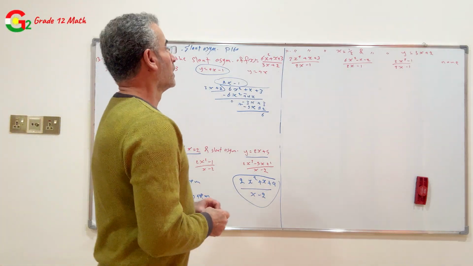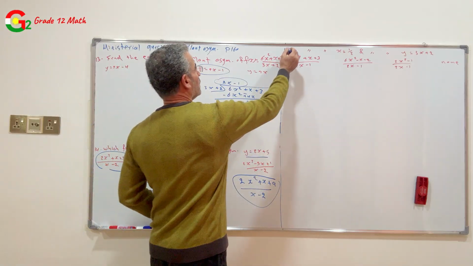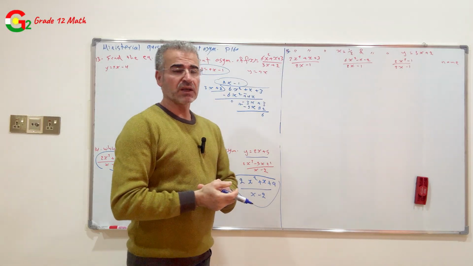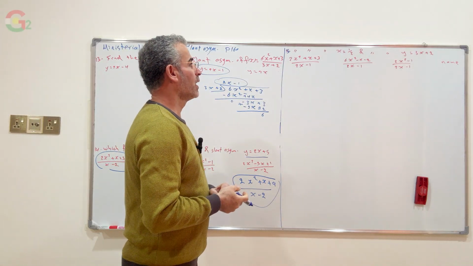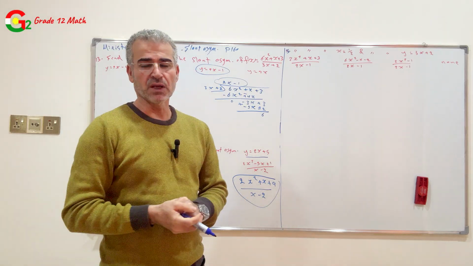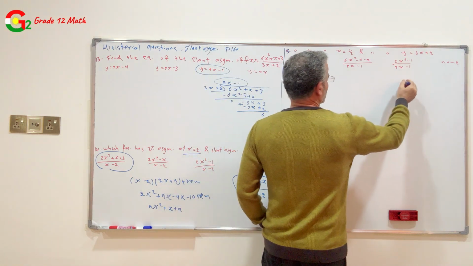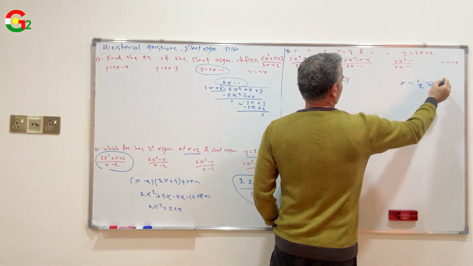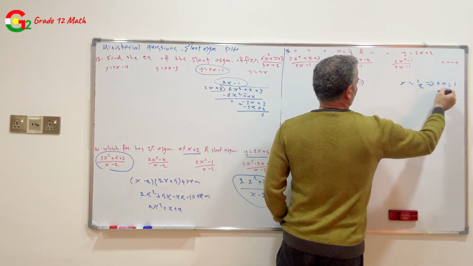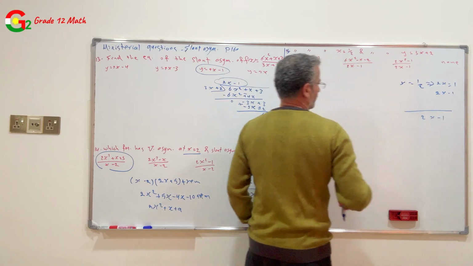Question number 15. Which function has a vertical asymptote at x equals 1/2 and slant asymptote at y equals 3x plus 2? Since the function has a vertical asymptote at x equals 1/2, we can rewrite it by multiplying both sides by 2: 2x equals 1, then 2x minus 1 is in the denominator.